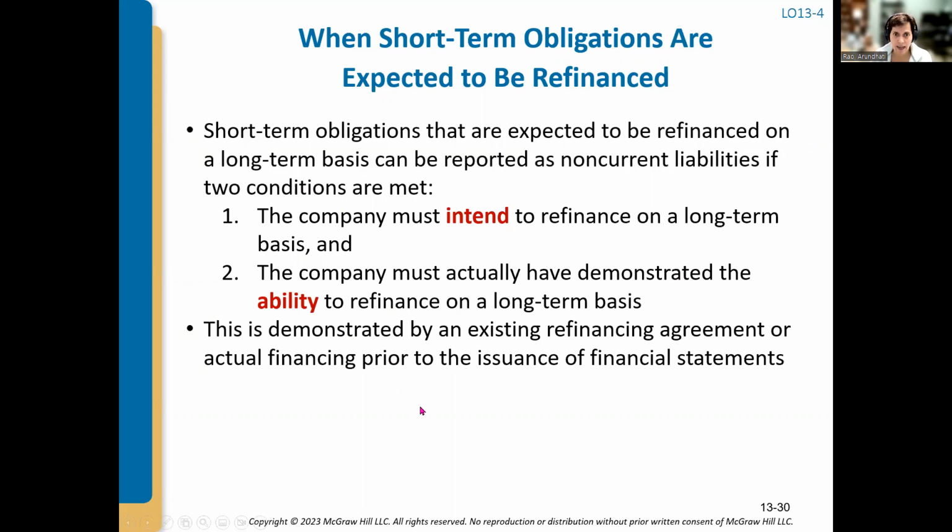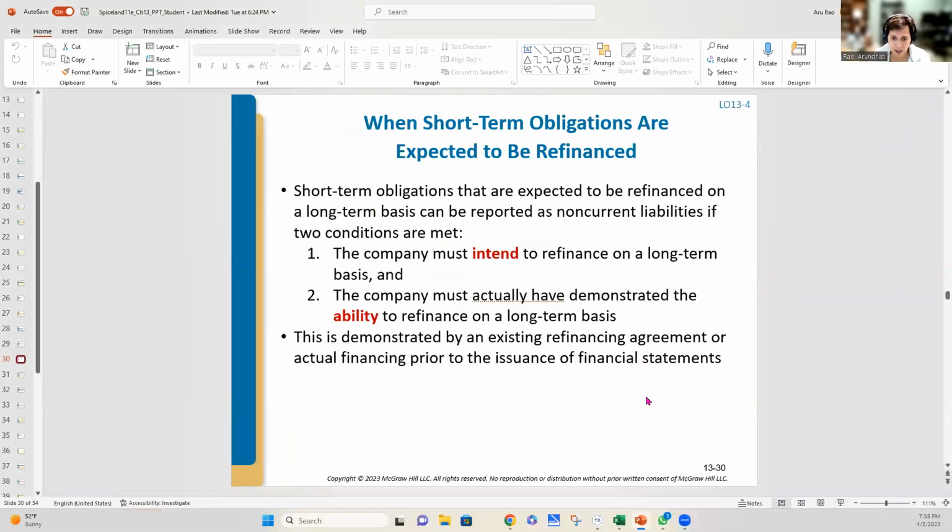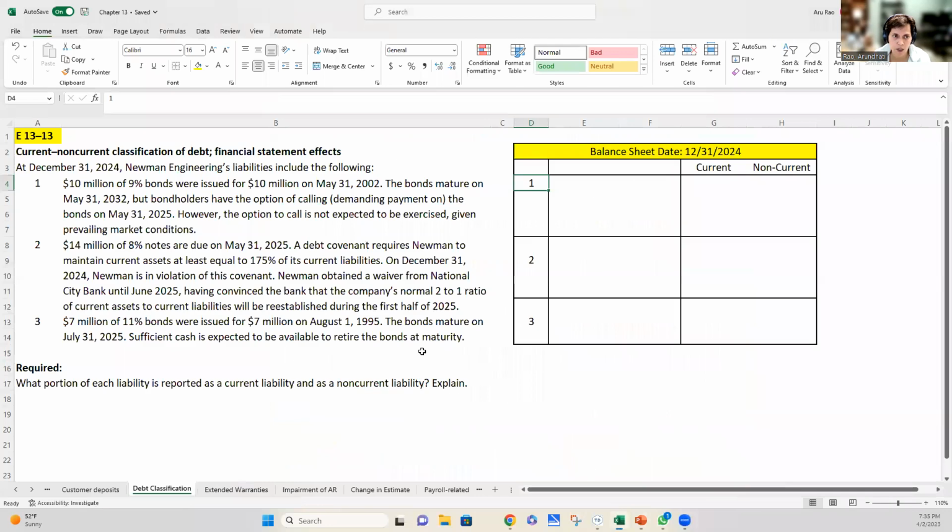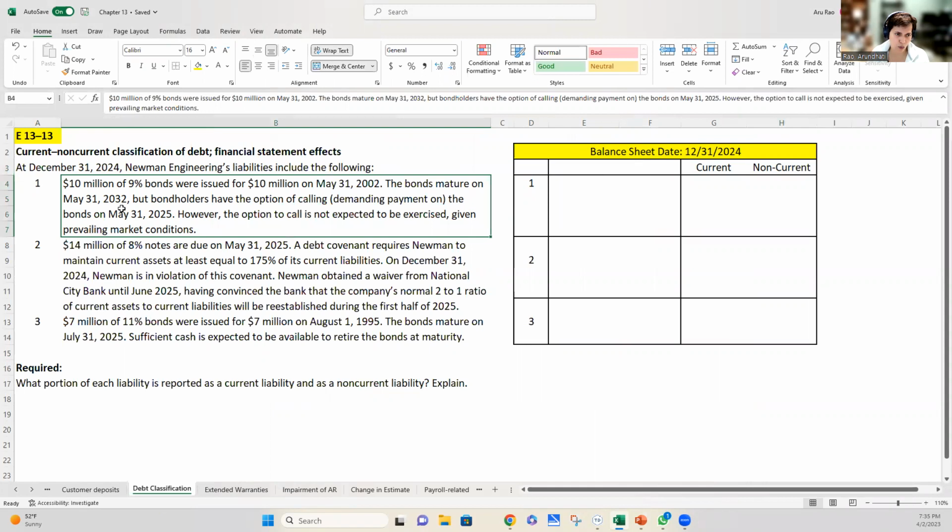So let's take a look at an exercise in which we will work through 3 examples of making a decision on whether the item is a current or a non-current liability. So let me switch gears and move into this Excel spreadsheet. Here we have, at December 31st, 2024, the following 3 liabilities. The question asked is, should each be classified as current or non-current? So let's start with the first one.